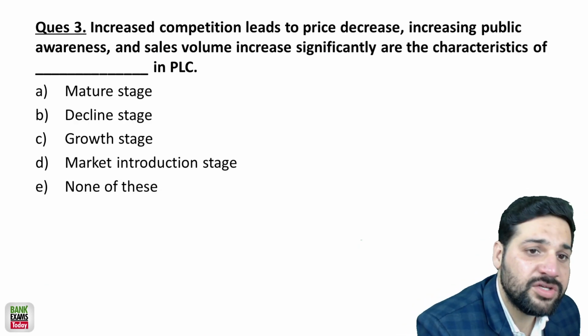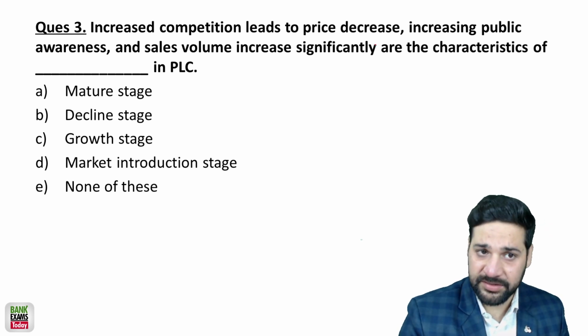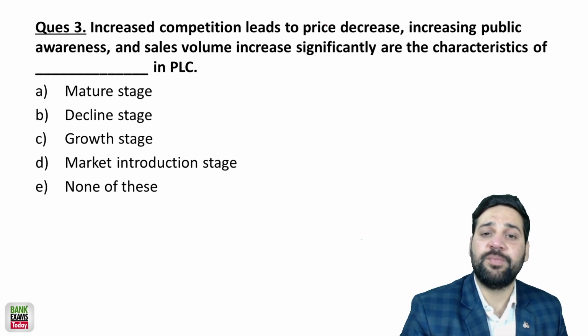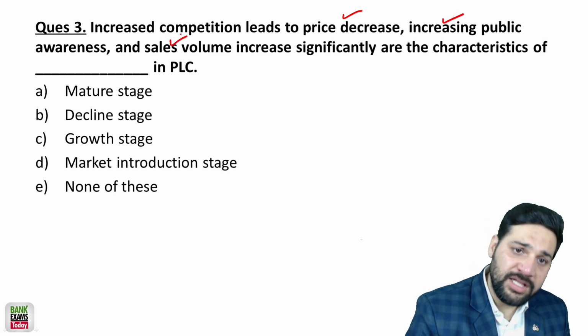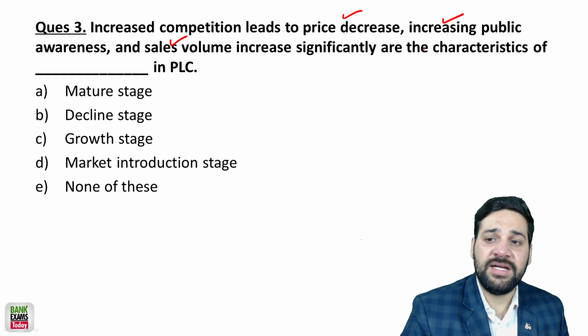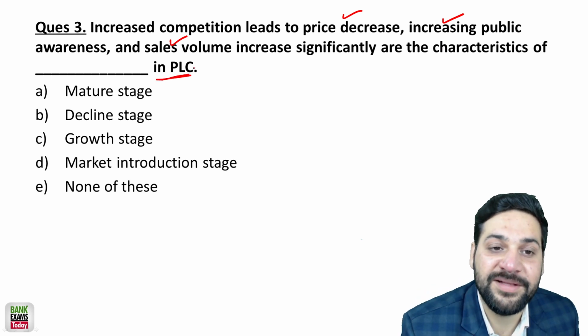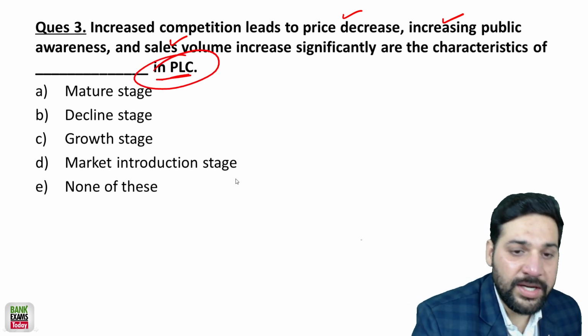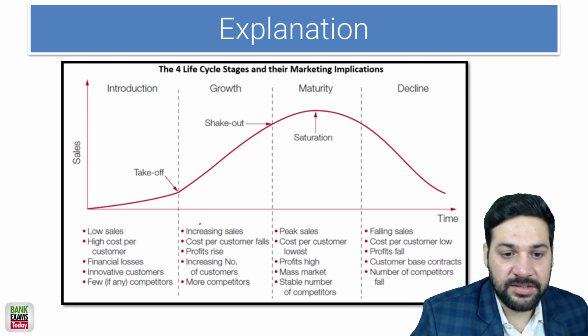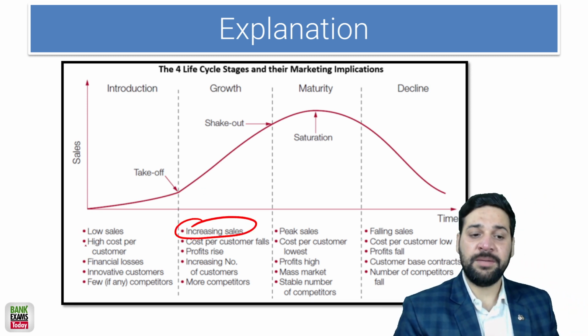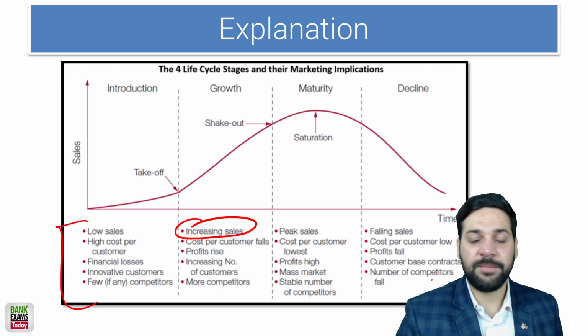Increased competition leads to price decrease, correct? Increased public awareness, correct? Sales volume increases significantly. These are the characteristics of which stage of the PLC? Very, very important. One important thing: increasing sales. Please remember these words, these phrases.